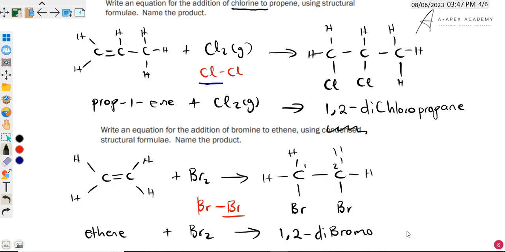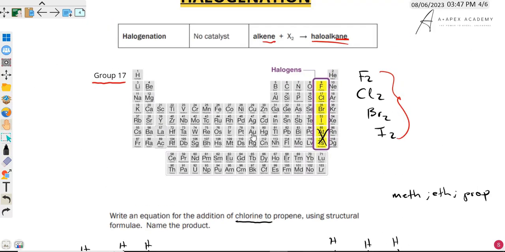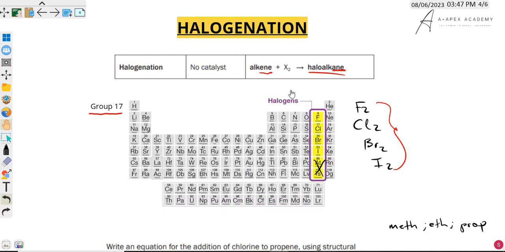2 carbon atoms, so it corresponds to ethane. Remember, this is a haloalkane, which is a saturated compound. Now that's how you deal with halogenation, whereby you are adding a halogen, group 17 atoms, to an unsaturated compound to make it saturated.